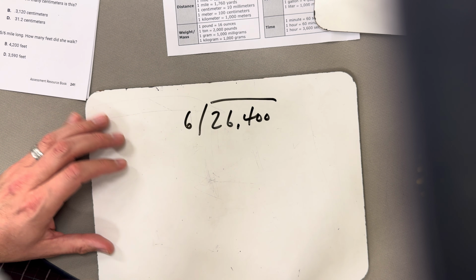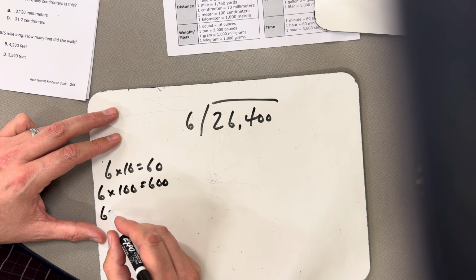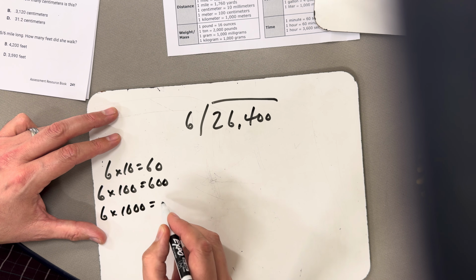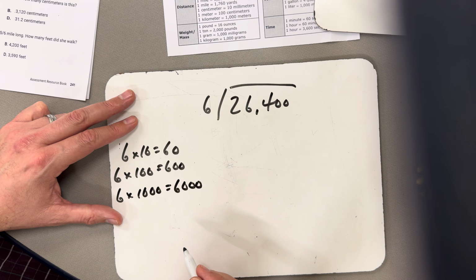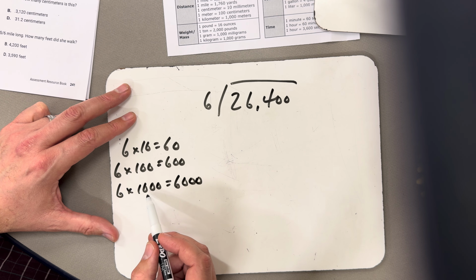So again, I like to come over here and say, well, let's see, what if I did 6 times 10, 60? That's not even close. How about 6 times 100? 600. That's still not very close. 6 times 1,000? 6,000. That's getting there. If we did 6 times 10,000, we would get 60,000, so that's too big. So we could do this times 6 times 1,000.